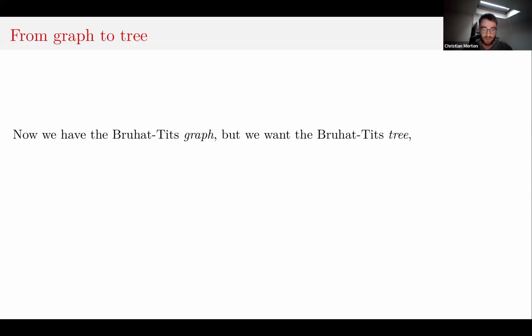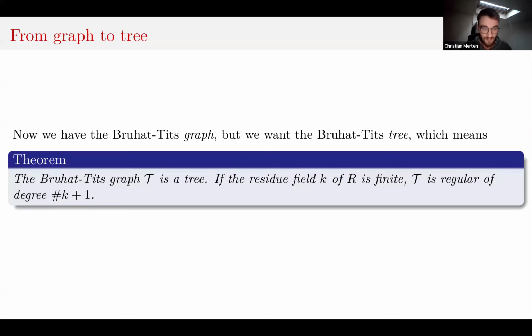And right, this gives us the Bruhat-Tits graph, but of course we want the Bruhat-Tits tree. And so this is eventually the theorem that we want to show. The Bruhat-Tits graph is a tree, and if the residue field K of R is finite, T is regular of degree |K| plus 1. So, in the case of Q2, we saw the boring tree, a regular tree of degree 3, because the cardinality of the residue field is precisely 2, plus 1. The residue field is F2, so the degree is 2 plus 1, which is 3.